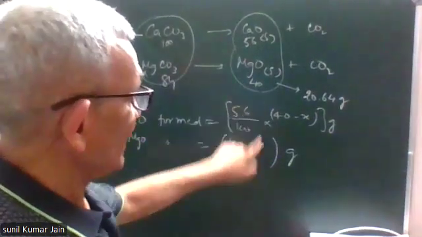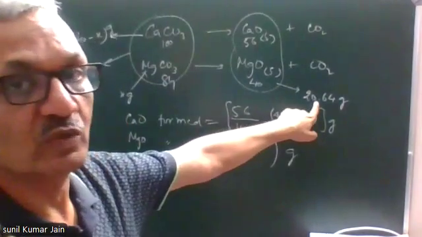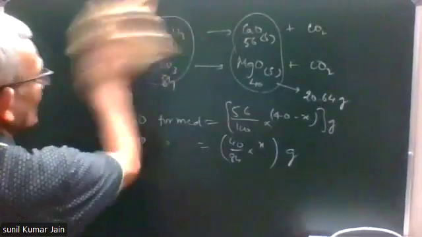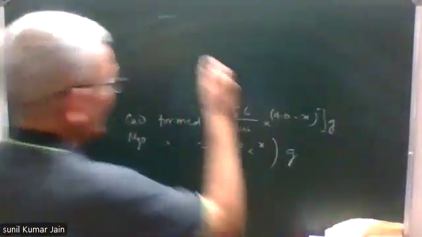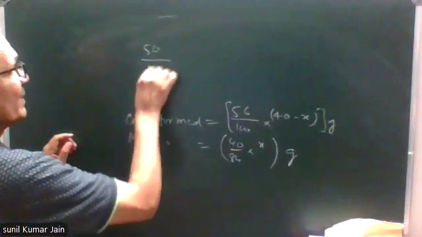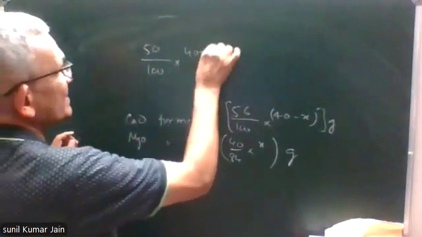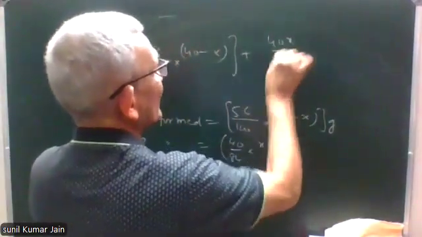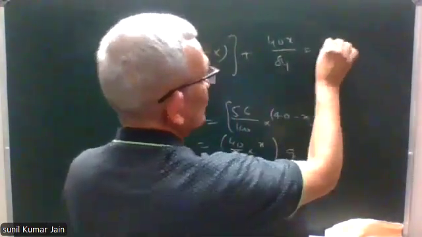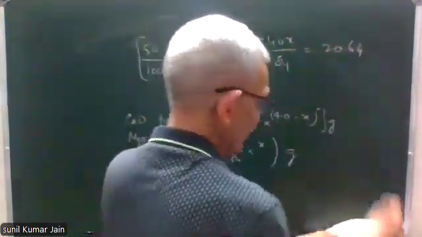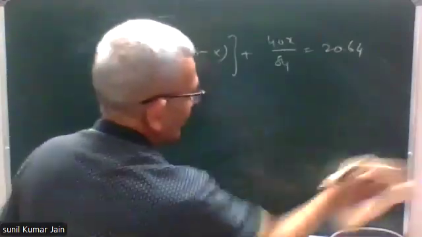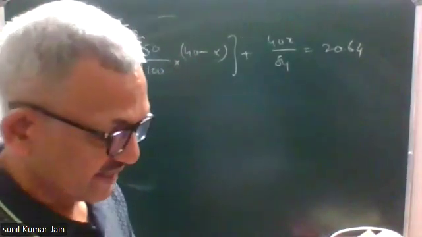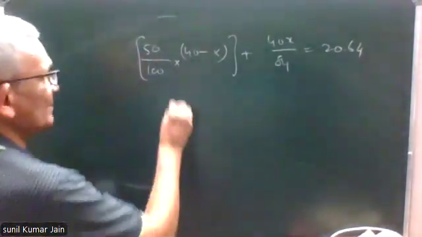So magnesium oxide formed will be 40 divided by 84 into X grams. Now, if we add these two solids, total weight will be equal to 20.64 grams. So now I'm equating. So 56 divided by 100 into 40 minus X plus 40X divided by 84 is equal to 20.64. Now from this, we'll calculate the value of X. X will come out to 21 grams.